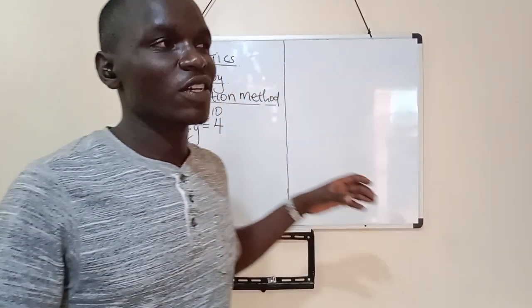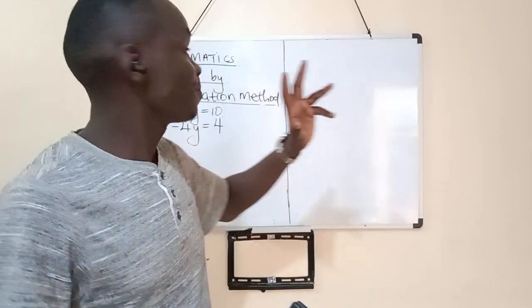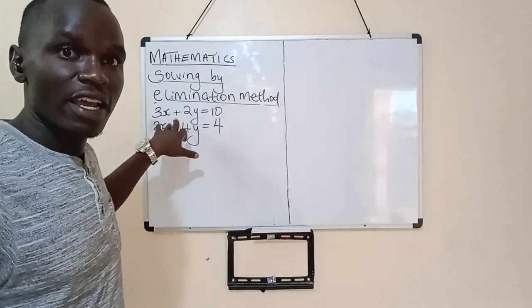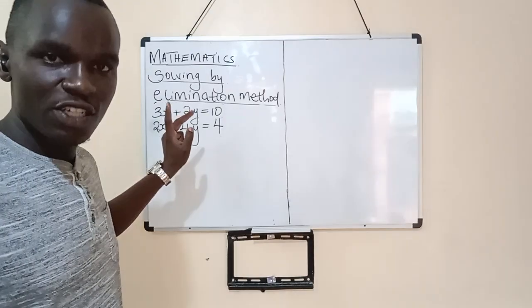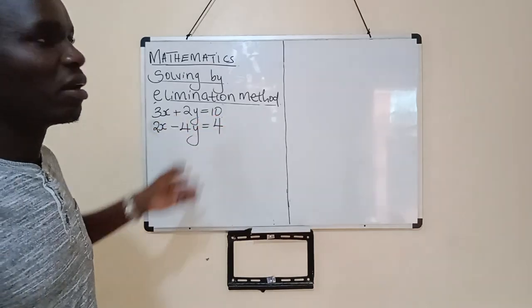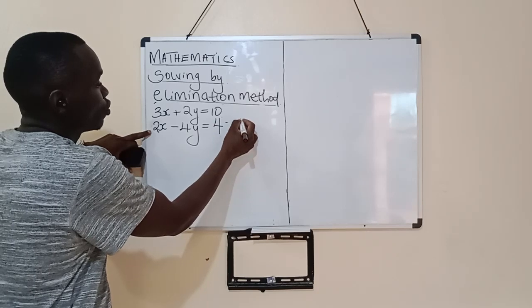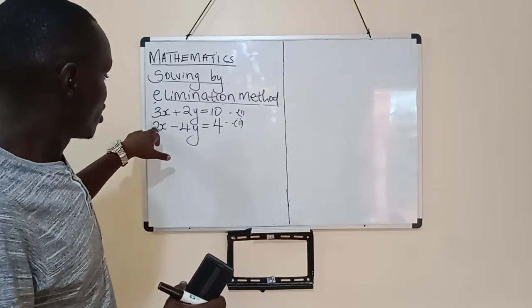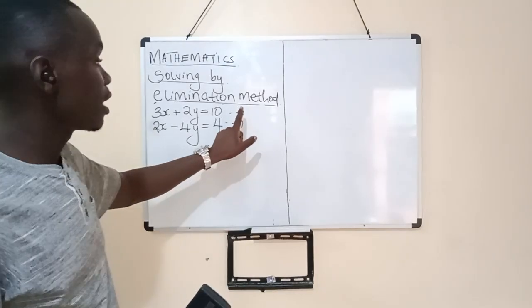Now let us solve simultaneous equations using the elimination method, where we eliminate one term and get the value of the other one. In this case, if you want to eliminate x, you multiply each equation by the coefficient of x in the other. The coefficient of x in equation 2, you multiply with equation 1, and the coefficient of x in equation 1, you multiply with equation 2.